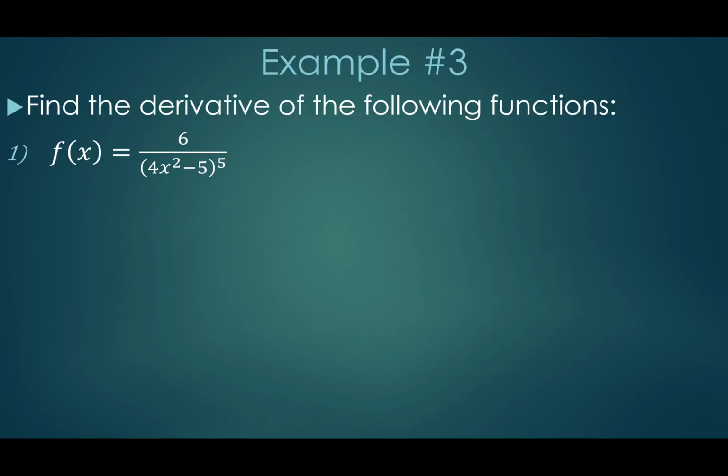So for this problem, I don't want us to think of this as a quotient rule, because it's simply a monomial term up top. You should rewrite this as 6 times 4x squared minus 5 to the negative 5th power. This is a much easier application of the chain rule than it would be to actually apply the quotient rule to this problem. So since we now have talked about the chain rule for two different examples, I want you to use your chain rule to take the derivative of this expression right here: 6 times 4x squared minus 5 to the negative 5th power.